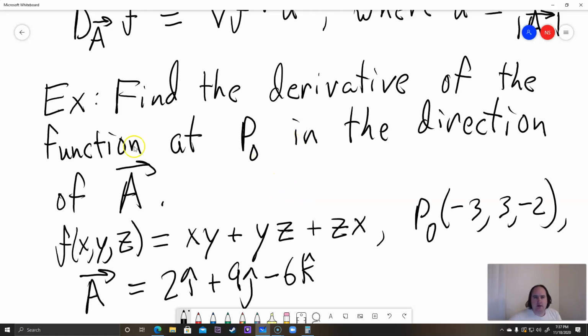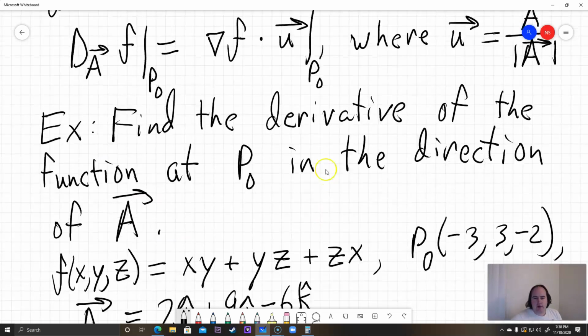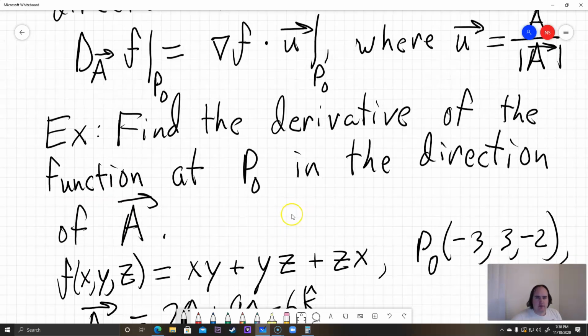So we need to find the derivative of the function at p naught in the direction of A. We're going to be using this formula, gradient of f dot u. That's the directional derivative of f. At the very end, we're going to be evaluating this whole thing at our point p naught, which people usually write as a vertical line, and then they write their p naught. But we won't be plugging in the point until the end. So let's start with the rest of this.